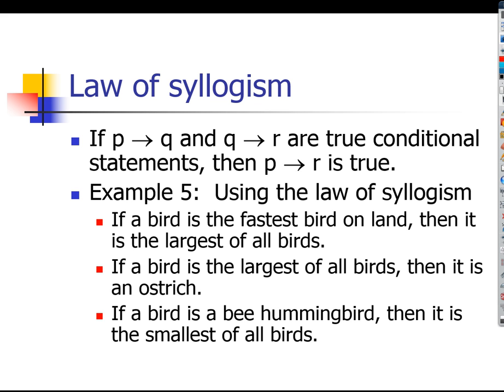For example, if a bird is the fastest bird on land, then it is the largest of all birds. If a bird is the largest of all birds, then it is an ostrich. Okay, those are both true statements. So then could we say correctly that if a bird is the fastest bird on land, then it's an ostrich? Yeah, we can. We absolutely can, right? That's true. Okay, make sense?